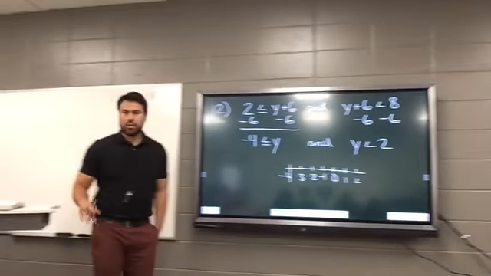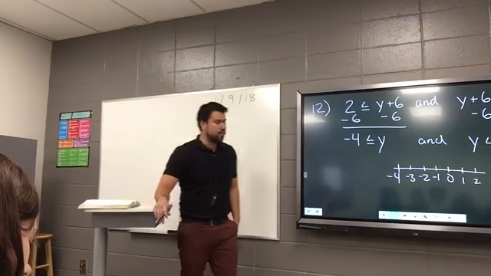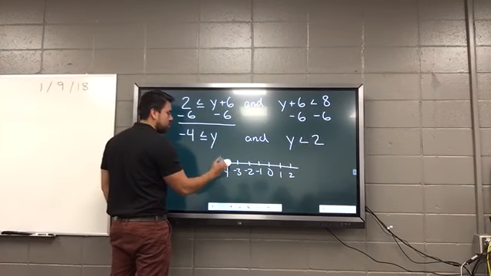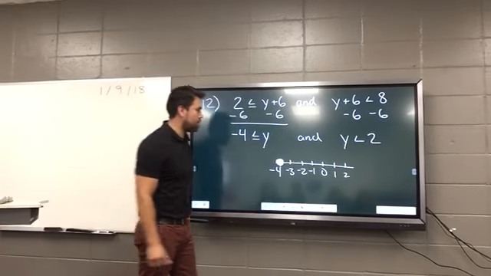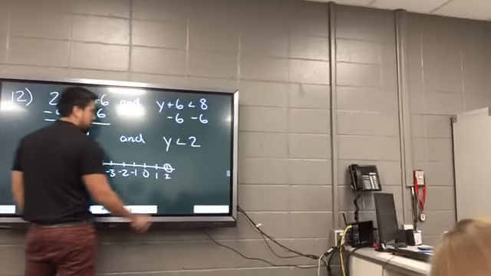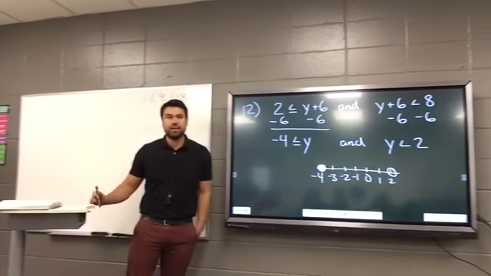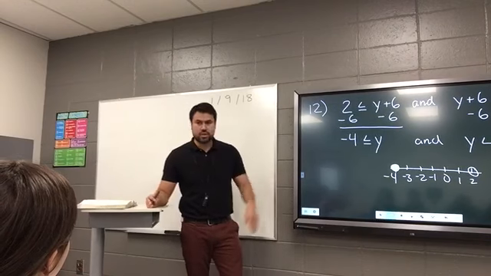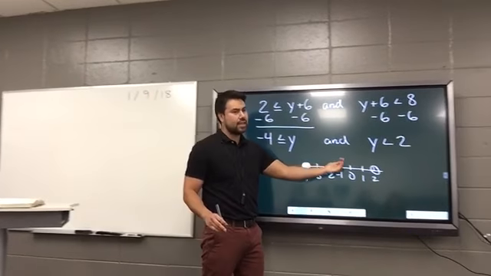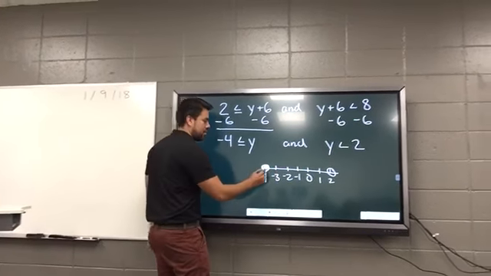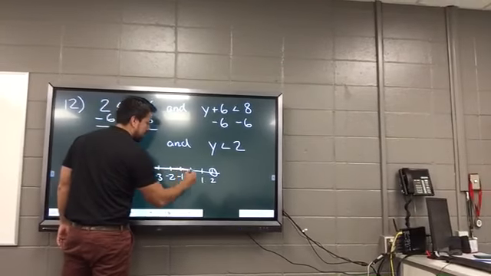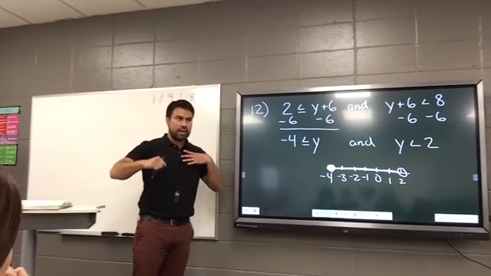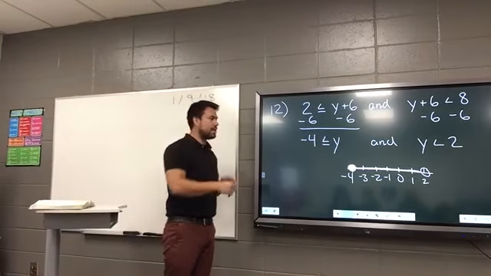Okay, so that's the start of my graph. What kind of circle should go on -4? Closed. So I'll put a closed circle here because it has an equal to. What kind of circle should go on +2? Open. And then how do I show all the numbers that are greater than or equal to -4 and less than 2 at the same time? Shade in the number line in between those 2 points. All those numbers are greater than or equal to -4 and less than 2.